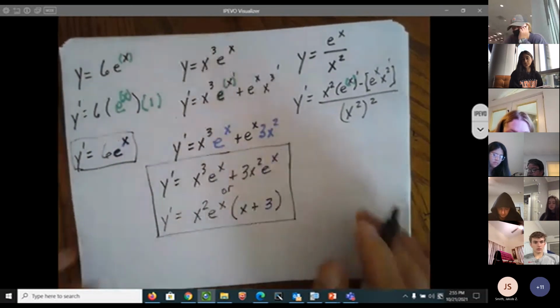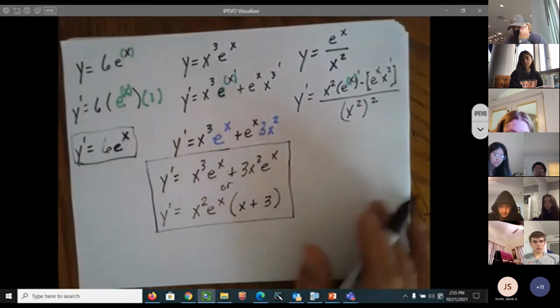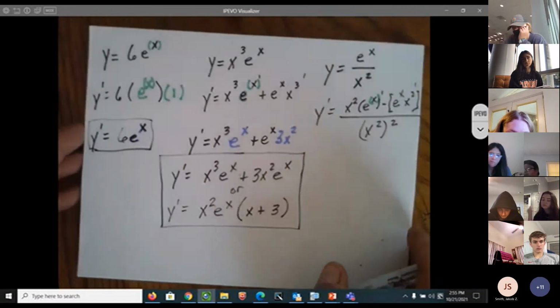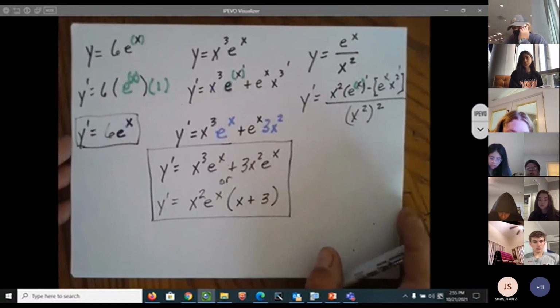Now I remember, I think they just factor out e to the x on that one, but I don't think it would mark it wrong. I know I wouldn't.